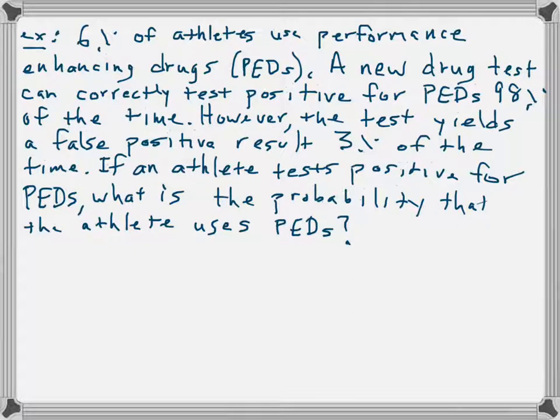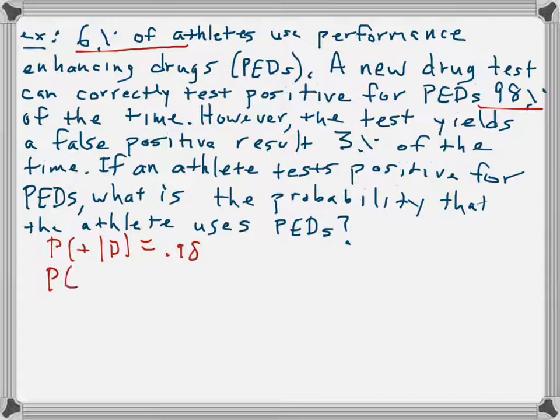Okay, so this is a tricky problem, and let's underline everything that we got here. We have 6% of the athletes use drugs, and then it gives us this 98%. Well, what is that? That's a conditional probability, isn't it? That the drug test can correctly test positive if you are taking the drugs. So you could think of it this way: the probability that you test positive given you're taking drugs is 98%, or 0.98.